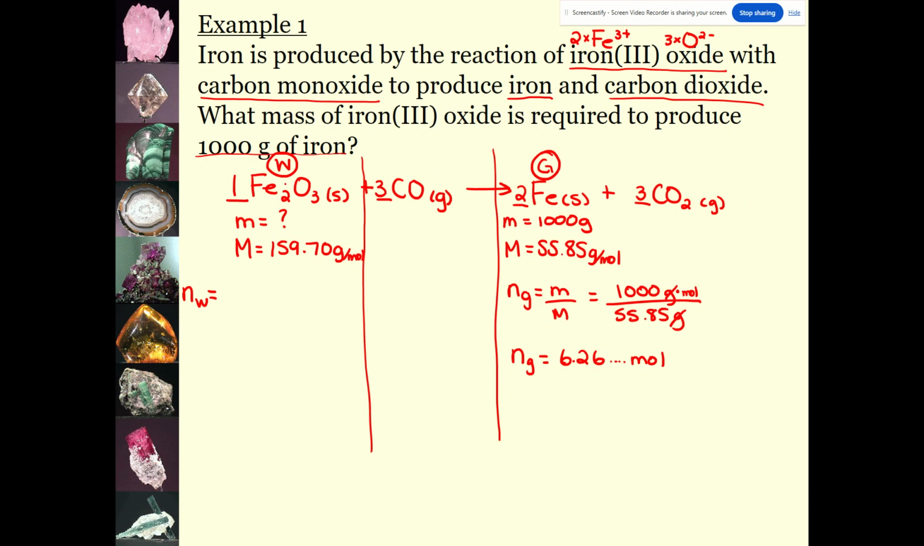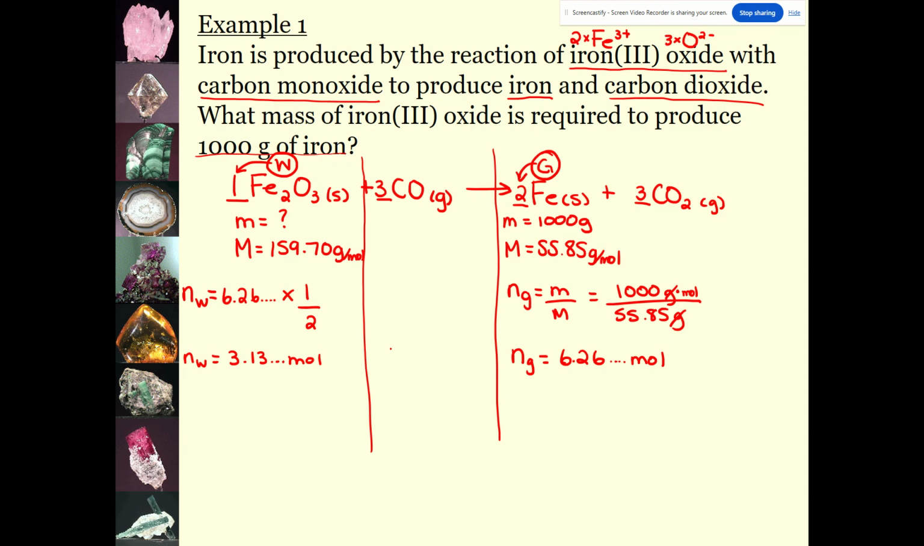So I go under my wanted, I write the given moles that I just had, unrounded, and now I'm going to multiply by my coefficients, wanted over given. In front of my wanted, there's a 1. In front of my given, there was a 2. Okay, so I'm going to multiply by 1 divided by 2. So we get the moles of our wanted to be 3.13 and so on moles.